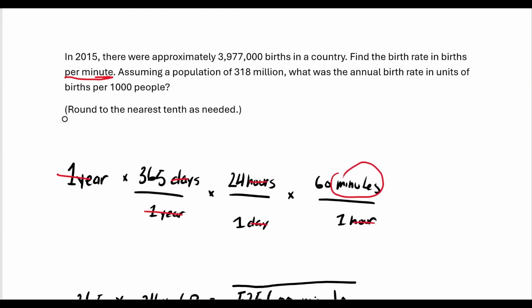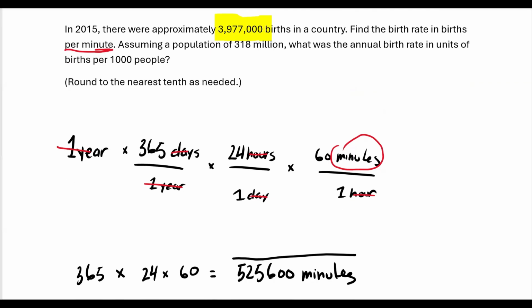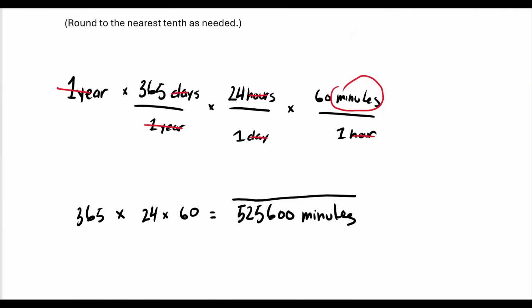It was right up here, the 3,977,000 births. So for births per minute, we're going to take that number and divide it by the number of minutes we just calculated were in 1 year. So 3,977,000 births. And see, we get births per minute here. And all we have to do is just go ahead and divide.